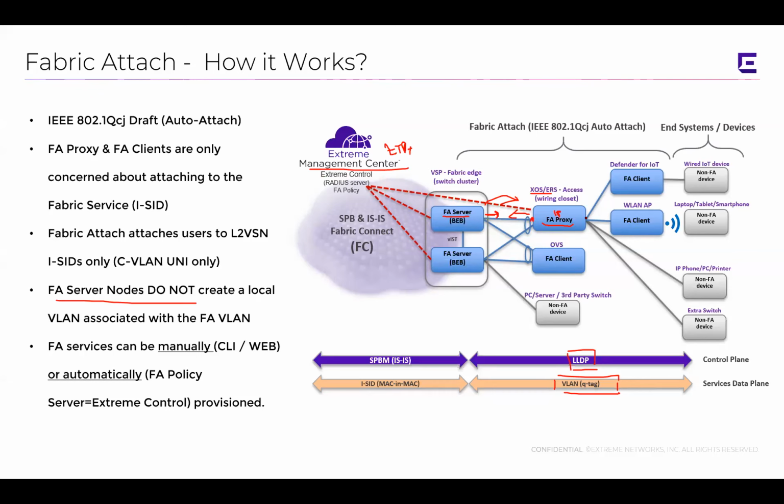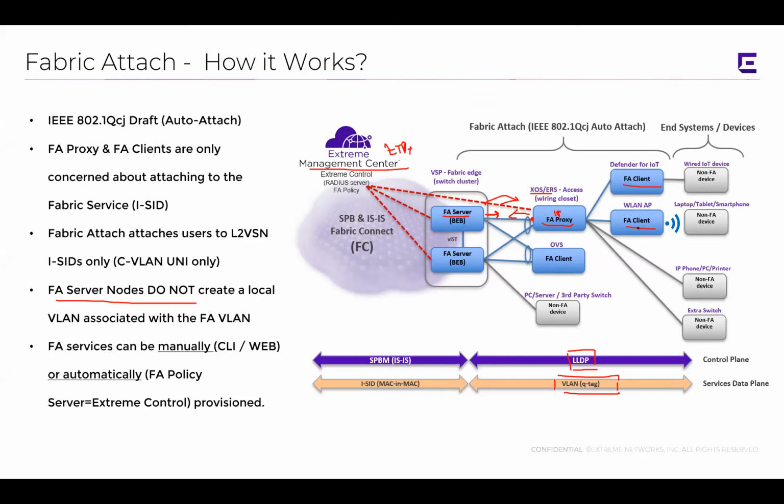And then, of course, we are attaching devices to the access switch, right? So we are attaching APs. In some cases, we are attaching Defender for IoT to protect IoT devices. We are obviously attaching wired connections to PCs, IP phones, and printers. So there are two types of devices. One of them is the FA client. They are aware of this LLDP communication with the specific TLV. So they are aware of receiving, for example, the management VLAN and also signaling the I-SID mappings back to the FA server. So these are called FA clients.